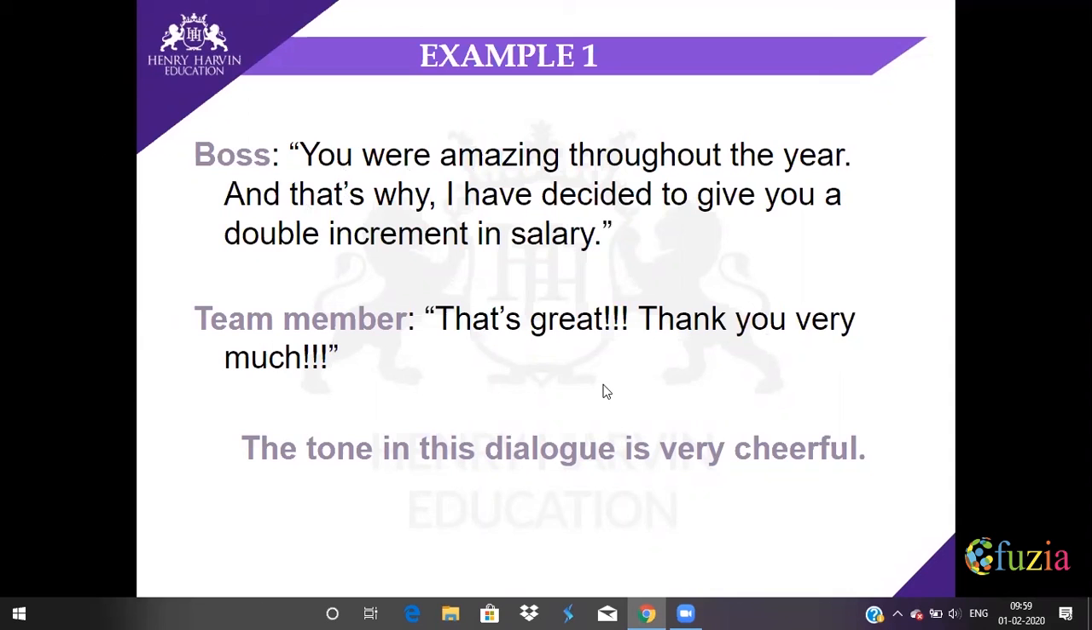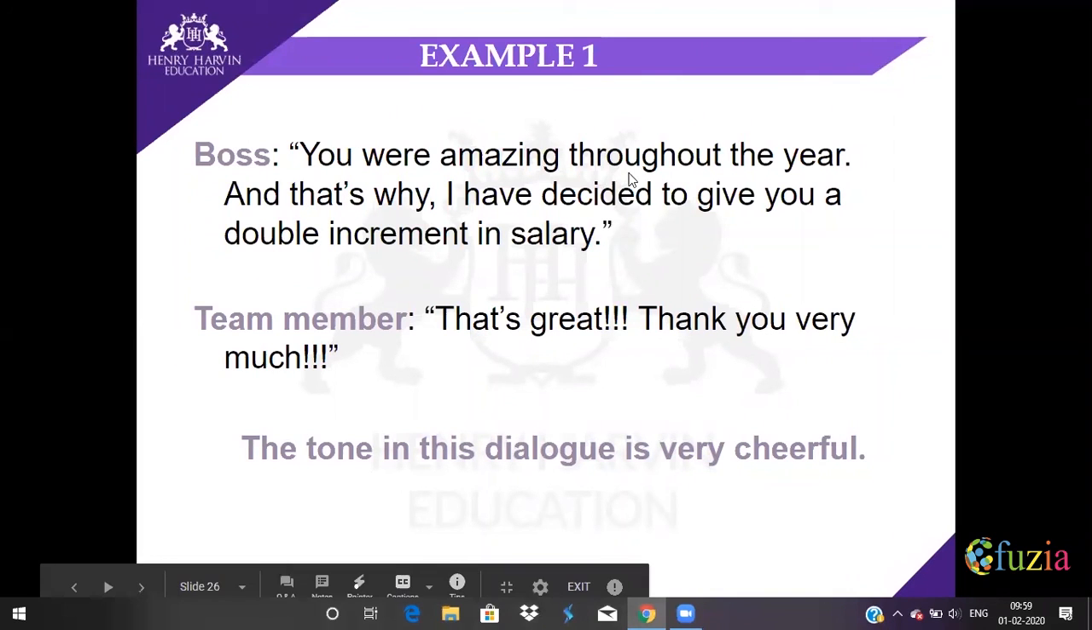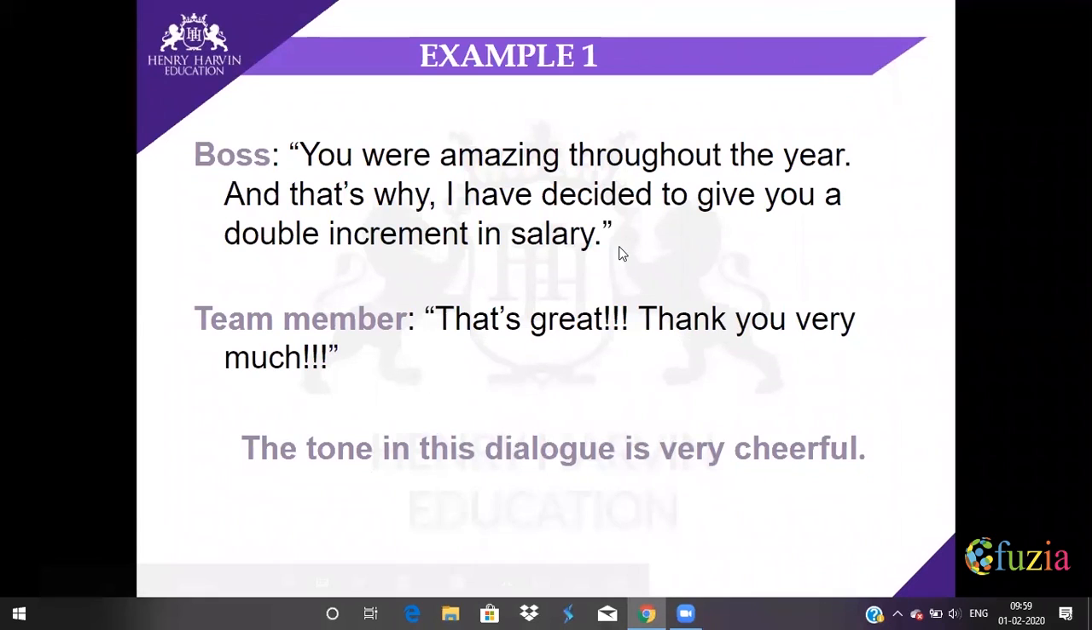"Thank you very much." So the tone in this dialogue is very cheerful. Obviously, there's something nice being said by the boss, and the person is very cheerful about it.